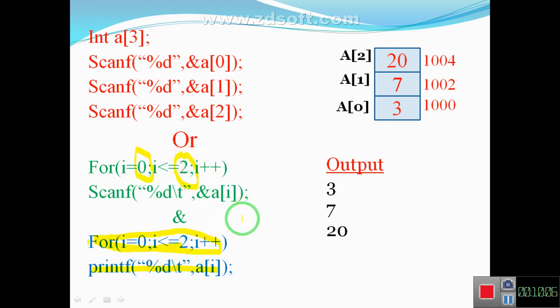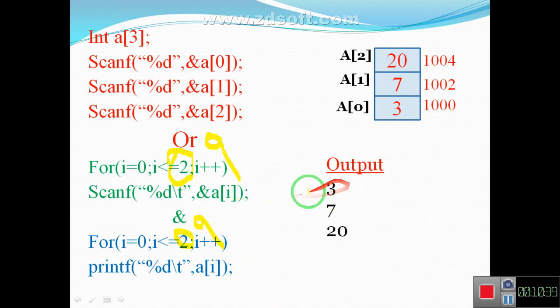In this slide, I wrote the for loop only to scan 3 numbers, and similarly for printing 3 numbers, not n numbers. If you want to read and write 10 numbers, instead of 2 here I need to change it to 9. Instead of 2, I need to change it to 9 for reading, that is the scanning, and printing of elements.